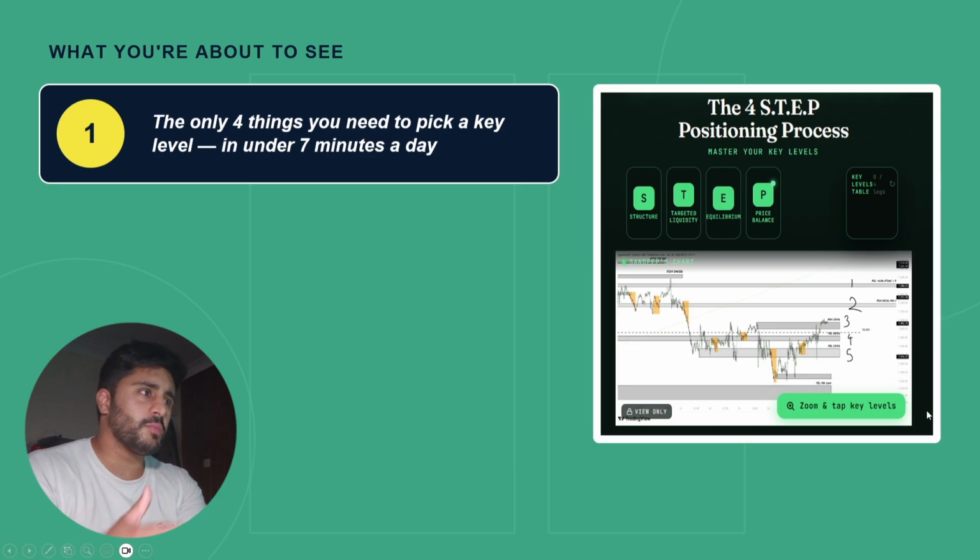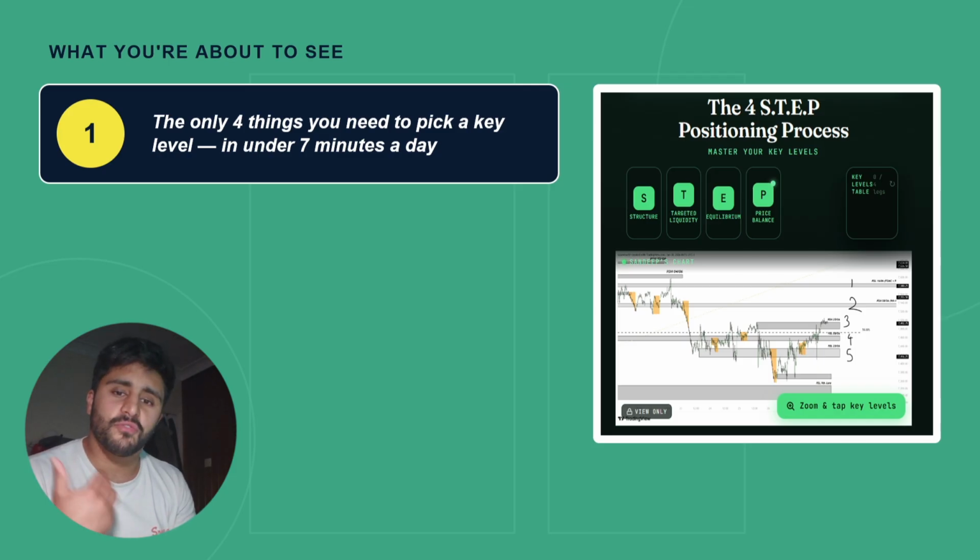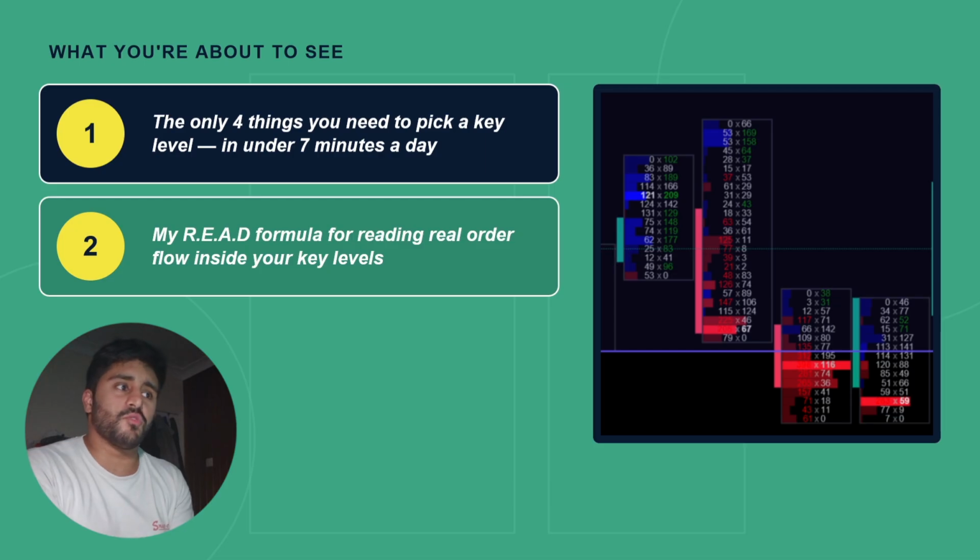In this video, I'm going to be going over 4 main ingredients, all from the Flow State OS app. I use the 4-step positioning process to help me find my levels using structure, targeted liquidity, equilibrium, and price imbalances. This is step 1, how I identified my key levels. Step 2 is my R.E.A.D formula.